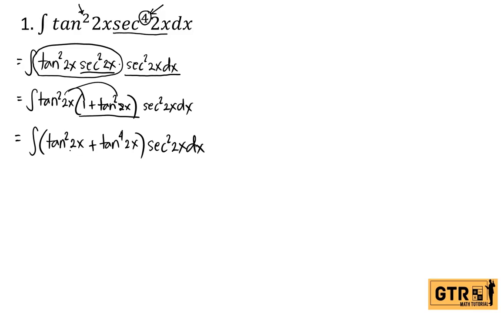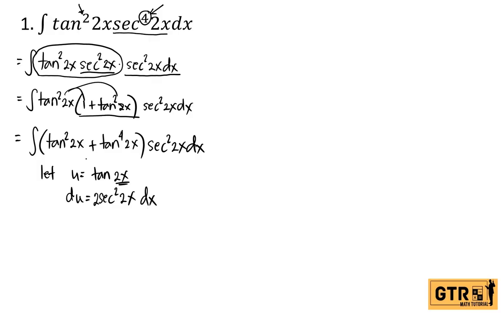So now we will let u be equal to tangent 2x, and then the differential of tangent 2x is secant square 2x times the derivative of 2x, which is 2 dx. So we put the 2 here. So we have 2 and then dx.